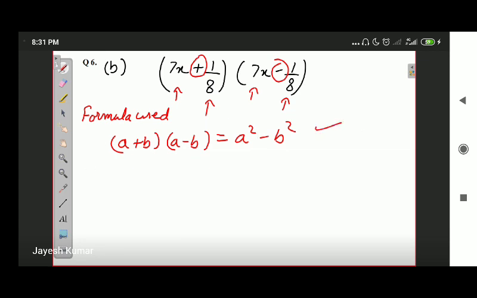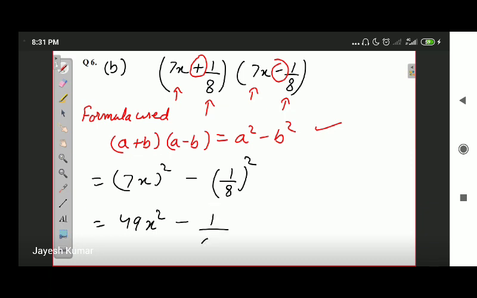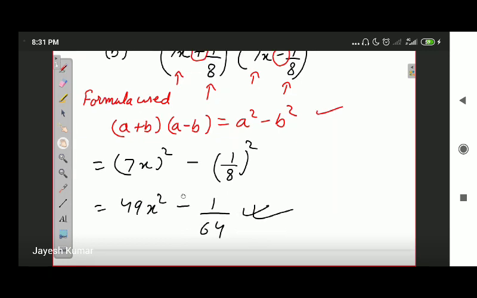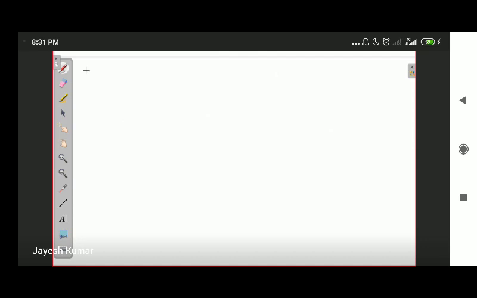Okay. So how do you apply it? First of all, you square the first term, put the negative sign in between, and then square the second term. 7 square is 49 x square, minus 1 square is 1, 8 square is 64. Complete. Quite simple, right? Now, in the same manner, we can try question number 6, D part.